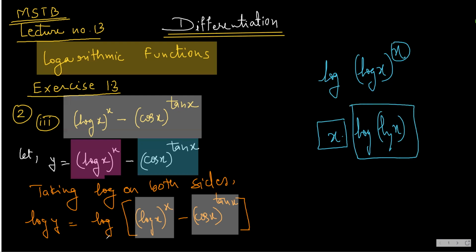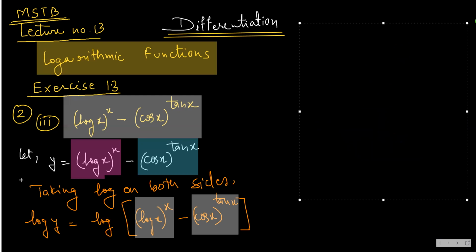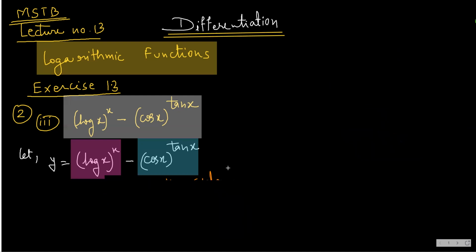No. Why? Because I am unable to get this log here. So what I would do, I just cannot do it this way. That's what I'm telling you. I cannot take log on both sides. Why can I not take log on both sides? Because I have got a negative sign in between. I told you this negative sign is of much importance.